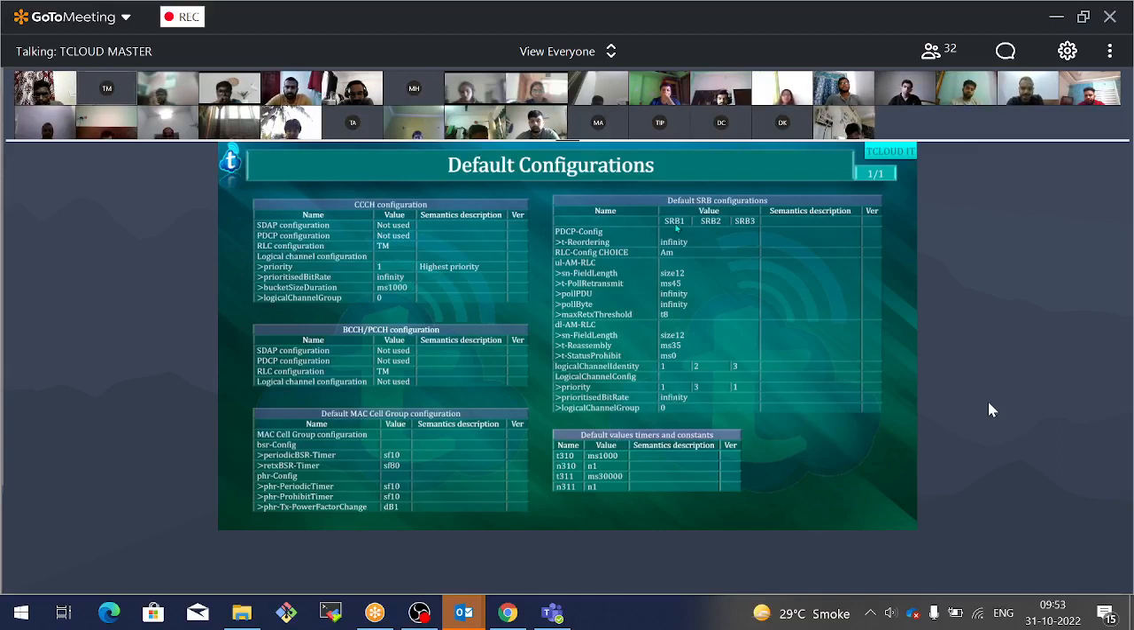But now you can ask, hey, what if SRB1 and SRB3 both wanted to send the message? Which one will be preferred? Actually, both will be sent.